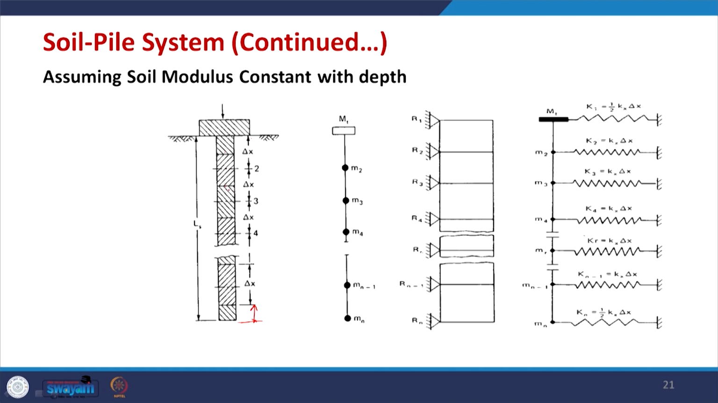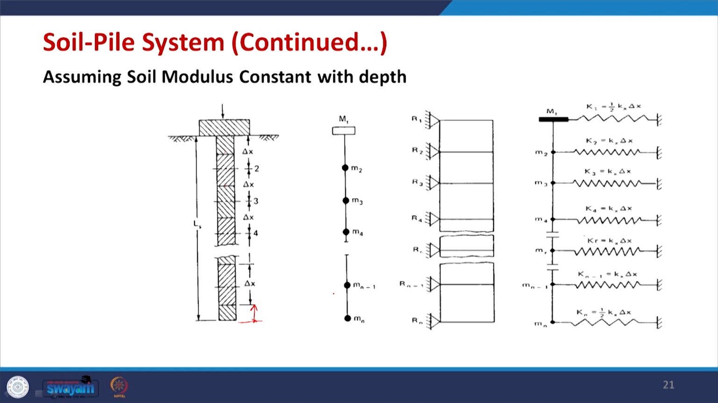When you consider the soil modulus constant with depth, the first idealization is a line diagram where you have the masses m2, m3, m4, up to mn minus 1 and mn, and on the top of it you have mt. Then, considering the soil modulus constant with depth, you can make this model which is shown in this figure.